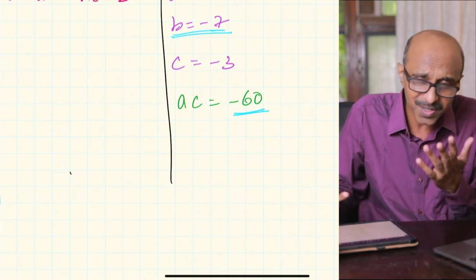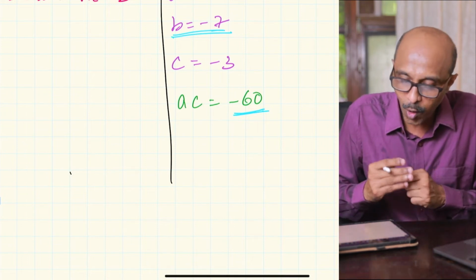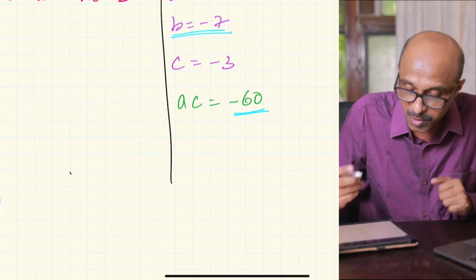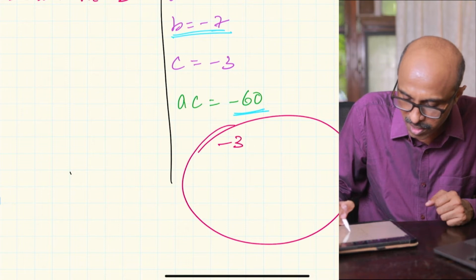Well, 60, you can have 2 times 30, 2 times -30 or -2 times 30. Well, that will not add up to -7. Put it down and see, okay? I mean, if you're not comfortable, you can just put it down, okay?